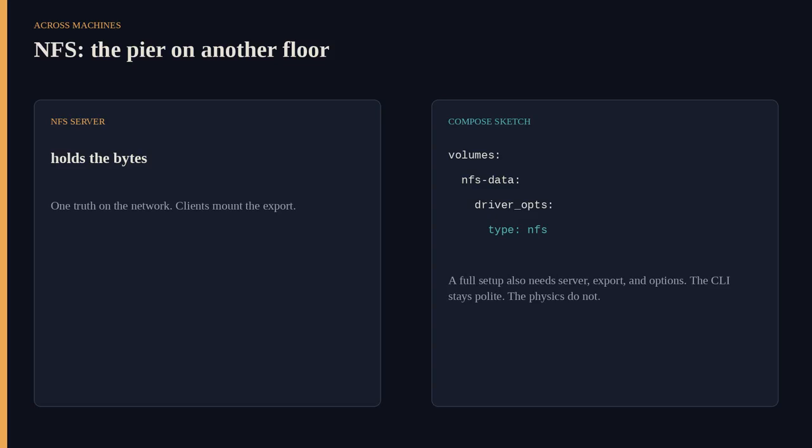S3-style object stores and NFS are mentioned as the sort of remote backends teams reach for. The exact product matters less than the shift in responsibility. Docker is no longer hiding a folder under its own directory. It is attaching a network service and calling it a volume. Latency, permissions, and failure modes all change when the peer is on another floor of the building. The command line stays almost polite. The physics do not. That politeness is useful.